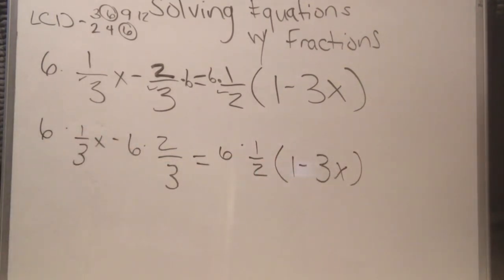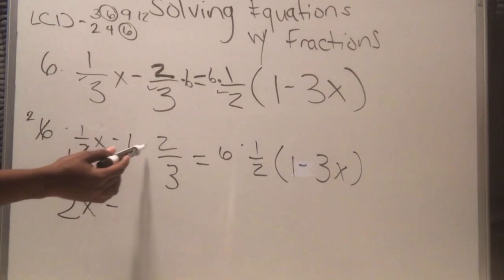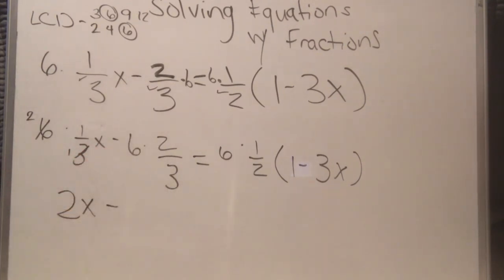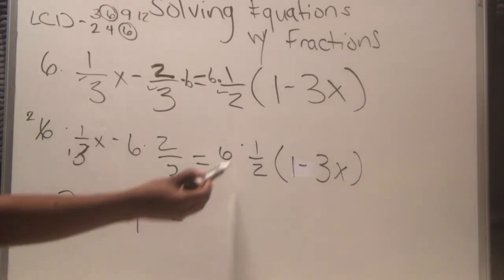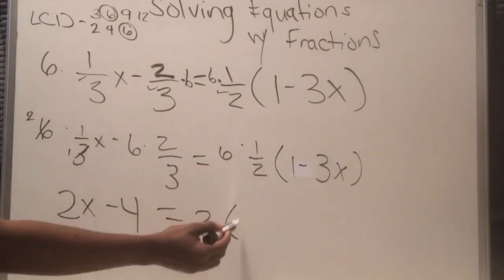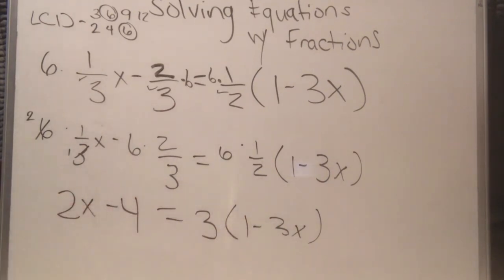So now we can simplify. 6 times 1/3, you can say that this is going to be 1 and this is 2. So it's really 2x minus, and then 12 divided by 3 is what? 4. And then 6 divided by 2 is 3. 1 minus 3x stays the same. So that's the distributive property.